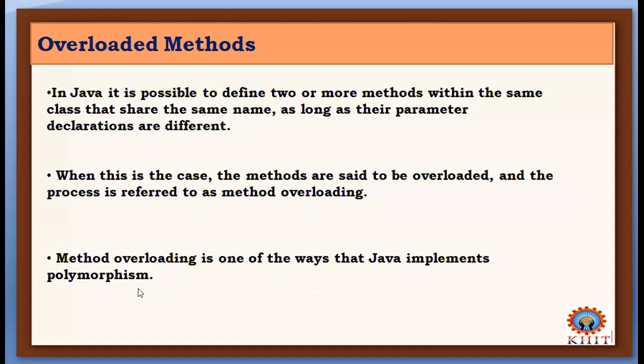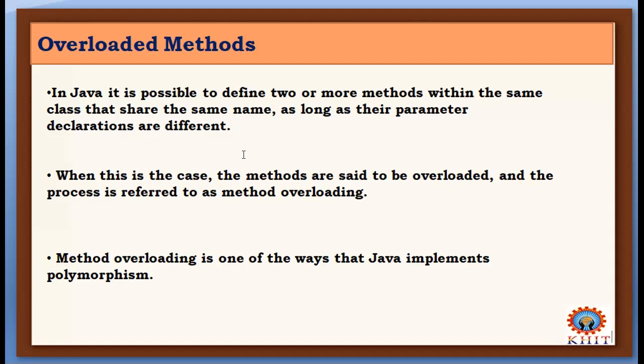Okay, next one: overloading methods. Methods can be overloaded. What is the meaning of that? We can use the same method name and use it with different parameters each and every time. Obviously the body of the method will be different based on the parameters. The body of the method will be different each and every time.